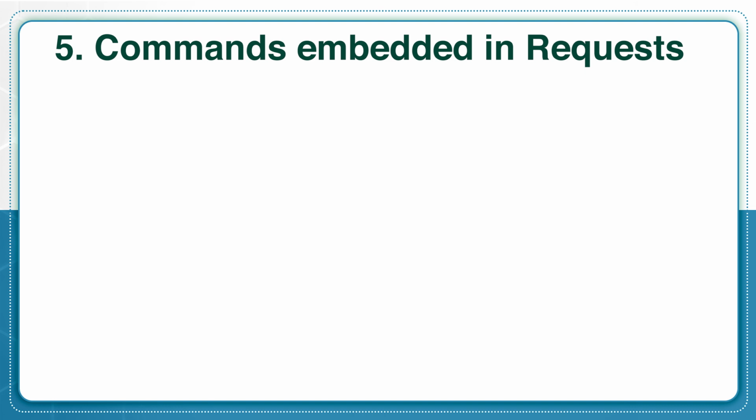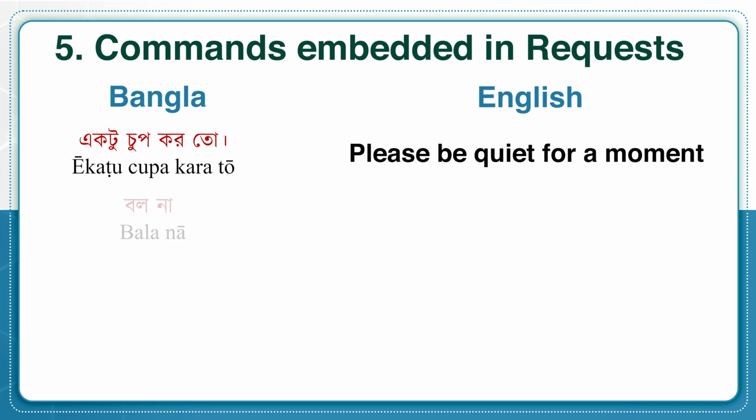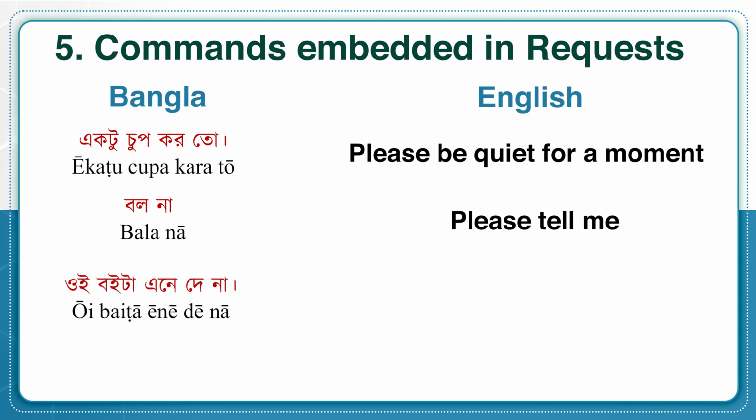The next type is commands embedded in requests. These are softeners and often used in speech to avoid sounding bossy but without using please. We'll see the examples. একটু চুপ কর তো, which translates to please be quiet for a moment. বল না means please tell me. ওই বইটা এনে দে না means please bring me that book.